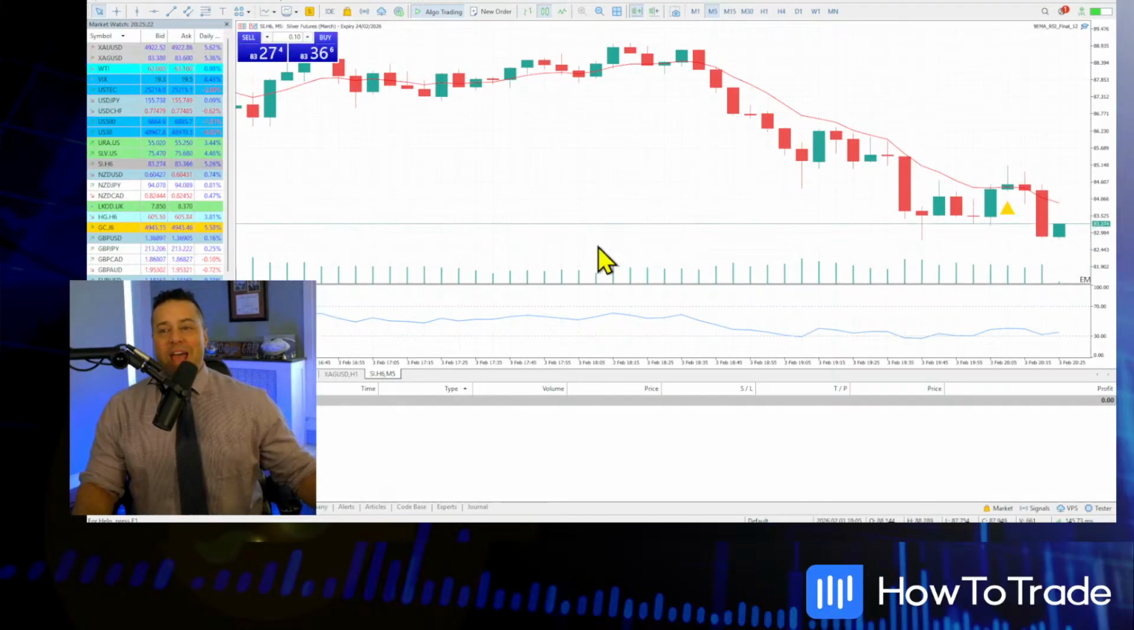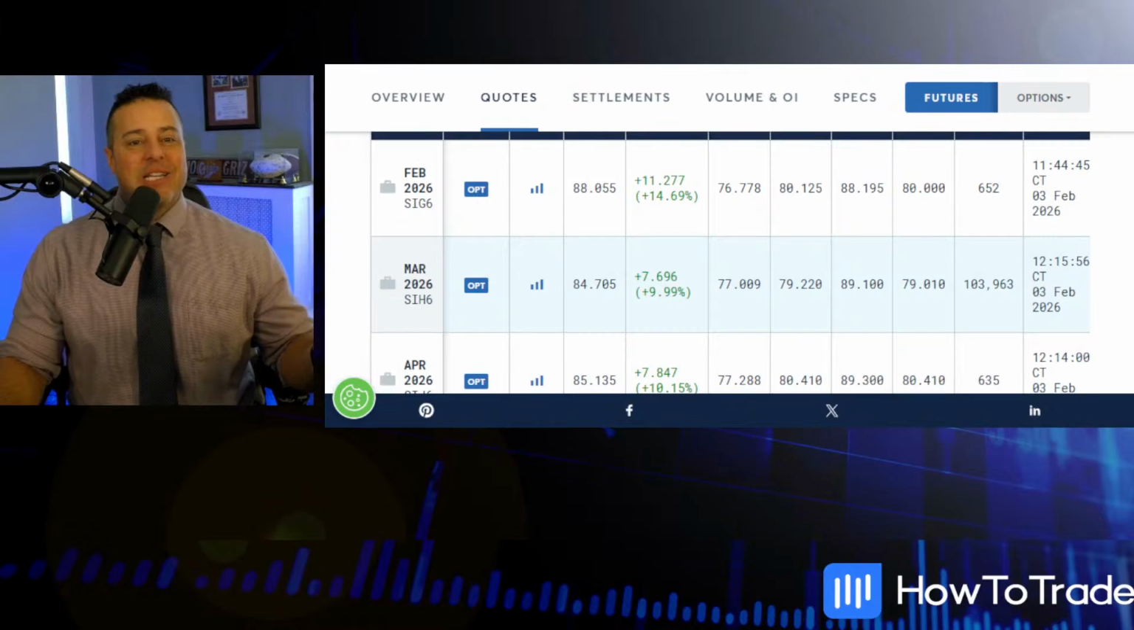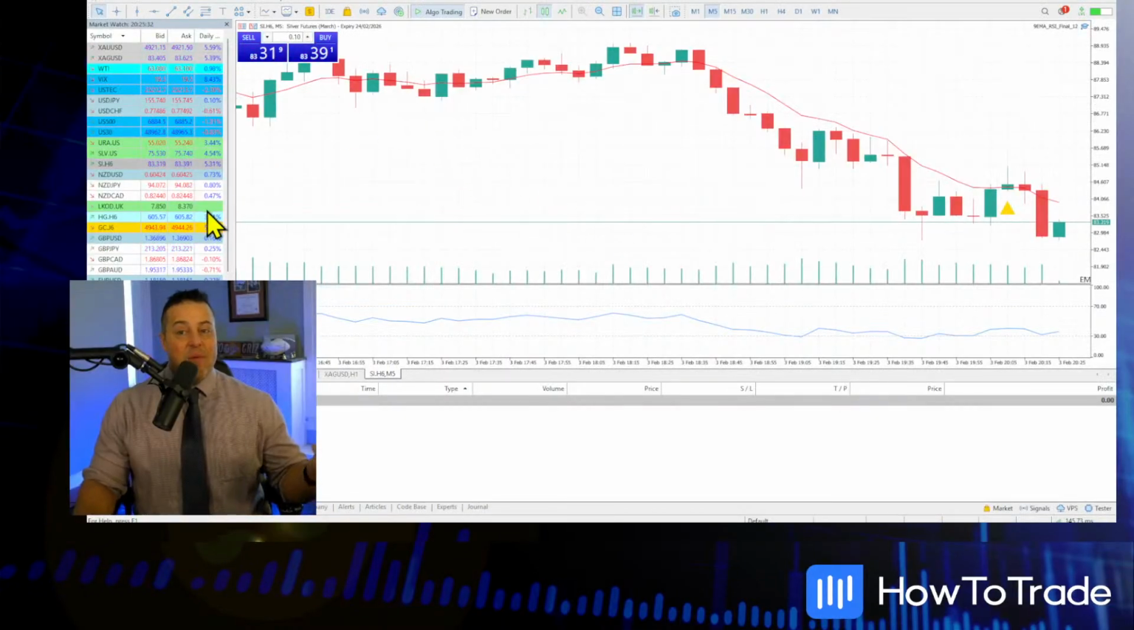Now, what we have here is a silver contract that's based on what? It's on March. Now, that's not an accident. This March contract is where the volume is, which is right around 103,000. That CFD mirrors that March futures contract. So I wanted to point that out.